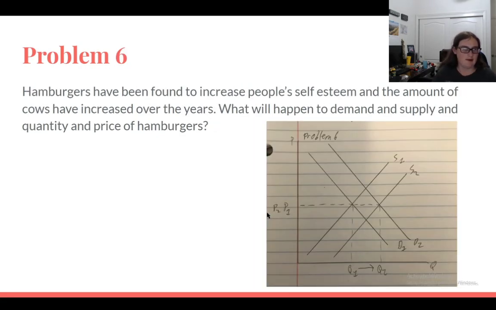Problem 6. Hamburgers have been found to increase people's self-esteem, and the amount of cows have increased over the years. What will happen to demand and supply, quantity, and price of hamburgers?